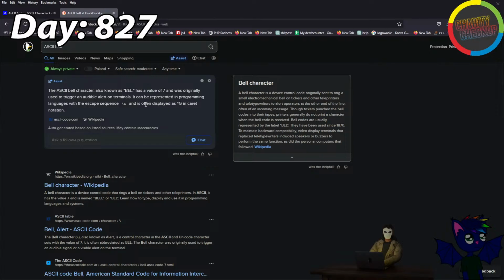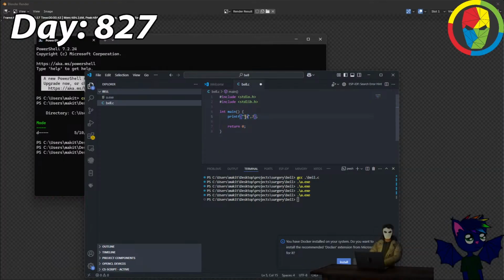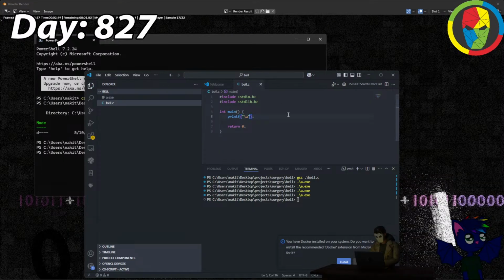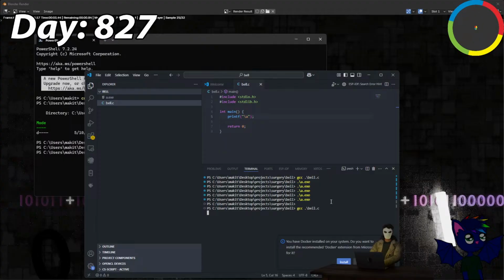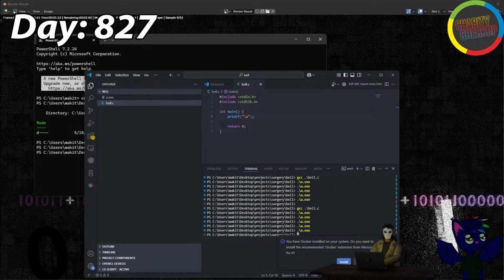Terminals can program languages with this escape sequence. Wait, no, can you still do it? Did I just do it incorrectly? Please work. That would be so funny.